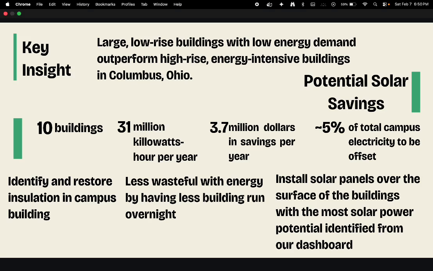In addition to the $3.7 million from solar power, we identified that through replacing old insulation and non-functional HVAC systems, we'd be able to save upwards of $2.5 million a year for Ohio State through energy consumption. This totals to around $6.2 million in savings just from these 3 insights alone.